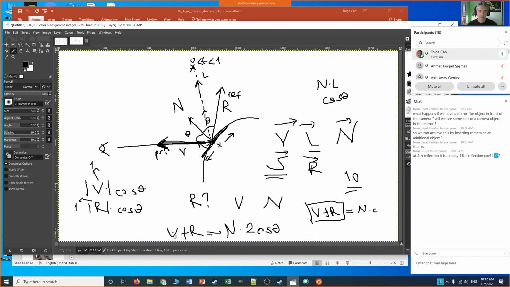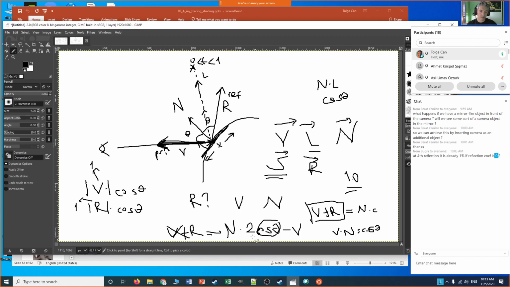If our goal is to find r, we put v on the right-hand side, and we get our formula: r is equal to n times 2 cos theta minus v. And we can simply find cos theta by the dot product of v and n. Since these are unit vectors, the dot product gives me cos theta directly.